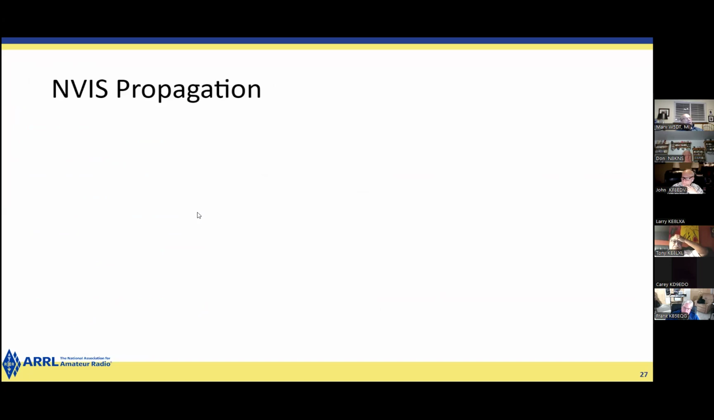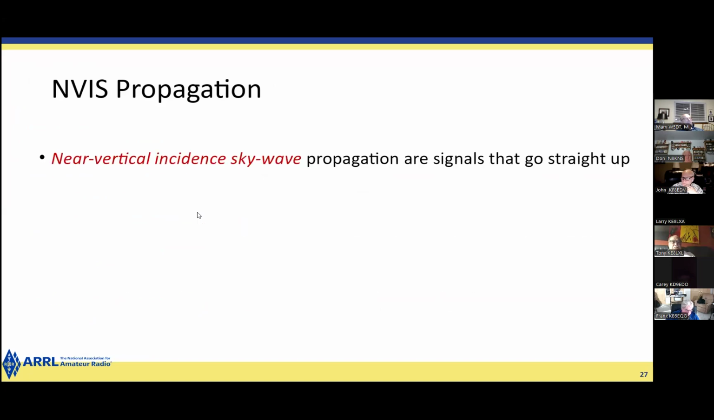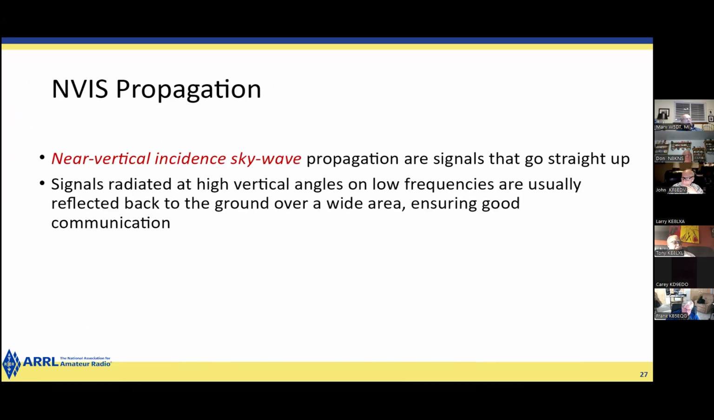Which brings us to NVIS propagation, near vertical incidence skywave, with signals that go straight up. This gives you local propagation when you want to be working within a limited area, let's say within 400 or 500 miles or something like that, or maybe a little farther. Signals radiated at high vertical angles or on low frequencies are usually reflected back to the ground over a wide area, ensuring good communication.